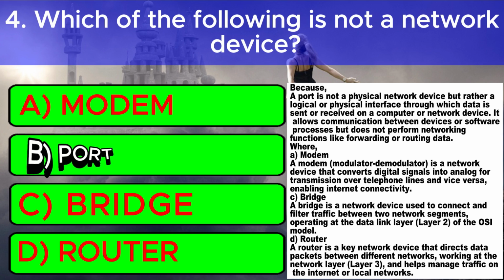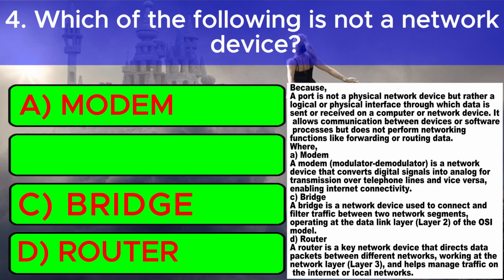Where? A. Modem. A modem, modulator-demodulator, is a network device that converts digital signals into analog for transmission over telephone lines and vice versa, enabling internet connectivity. C. Bridge. A bridge is a network device used to connect and filter traffic between two network segments, operating at the data link layer, layer 2, of the OSI model.